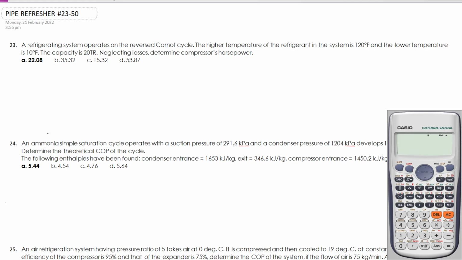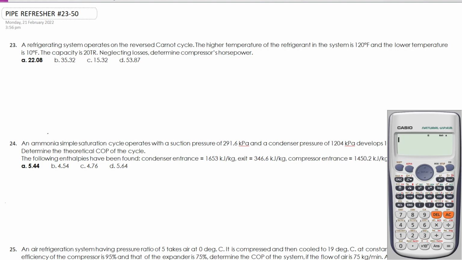Okay? So, after nito, i-forward ko na lang or send ko na lang sa ating group chat yung PDF file ng ating naging solution para meron kayong nakikita habang pinapanood ninyo yung ating video discussion. So may nakalagay na rin dito na calculator para masundan ninyo rin kung paano siya kinompute. Then mag-compute on your own para makasabay rin sa ating discussion. Alright, so let us start with problem number 23.